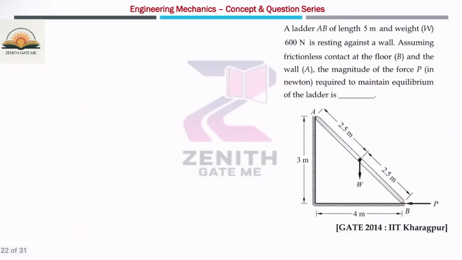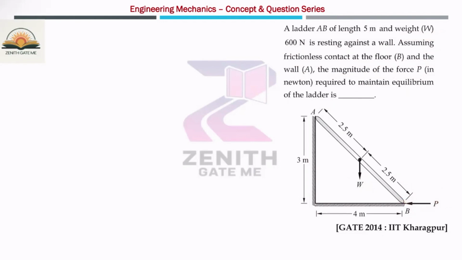Now, move to the next question. This question was asked in GATE 2014. A ladder AB of length 5 meter and weight W, that means this W weight is given as 600 Newton, is resting against a wall, assuming frictionless contact at the floor and the wall. That means there is no friction acting on these particular surfaces, which is nothing but the wall and the floor. Now, you have to calculate the magnitude of force P, which is required to maintain the equilibrium of the ladder. Okay, so you have to calculate this P force so that the ladder will be in equilibrium. Because you know that this ladder has a tendency to move in this direction. That's why we are applying some P force to maintain the equilibrium.